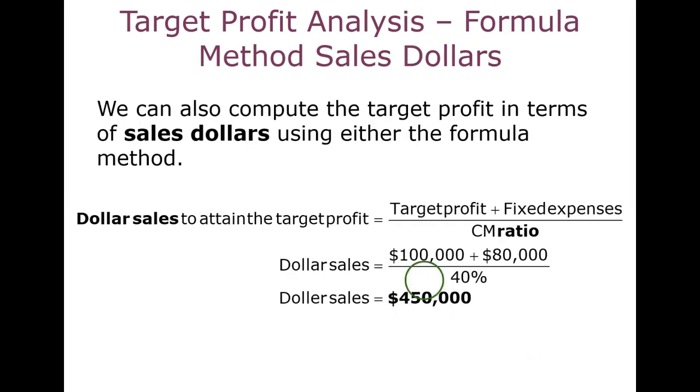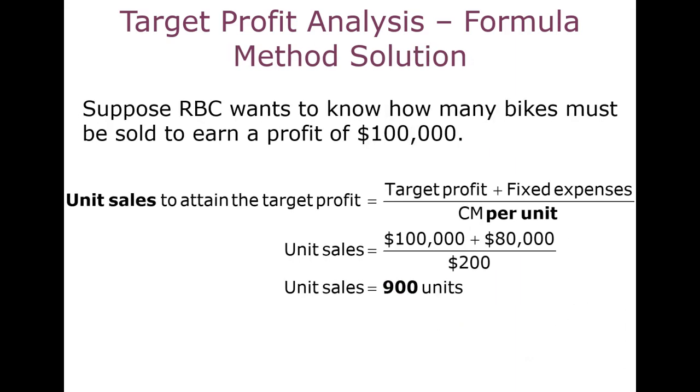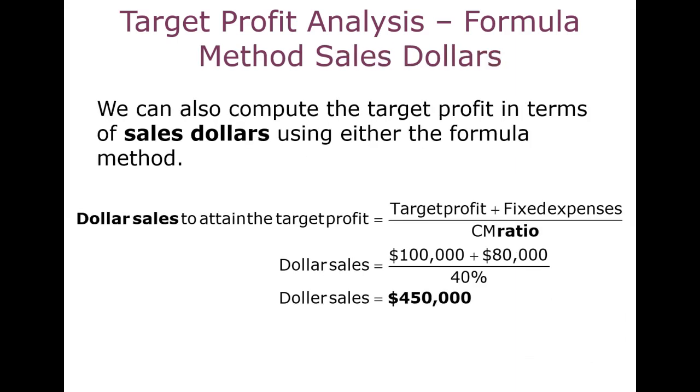We can also do this in sales dollars. What we'll do is take the $180,000 again in the numerator, divide by 40%, 0.4. That will give us dollar sales, again misspelling here, dollar sales, $450,000. So to hit the target of $100,000 in profit, we can express it either in units, 900, or in dollar amount, $450,000 in sales.